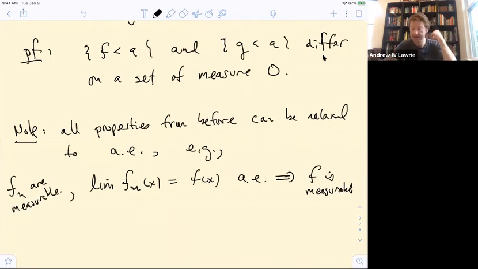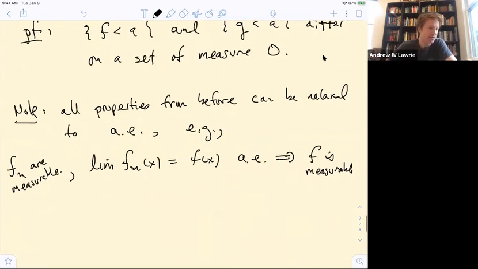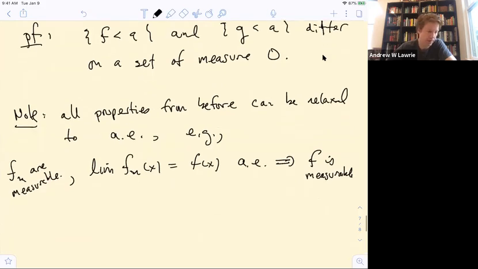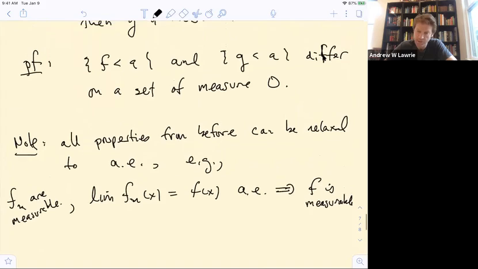And tend to a function f of x at almost every x, pointwise, but at almost every x, then f is measurable. So these are the measurable functions. And so how to think about them?